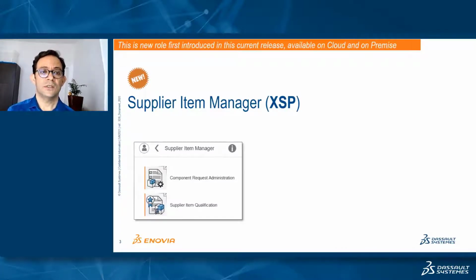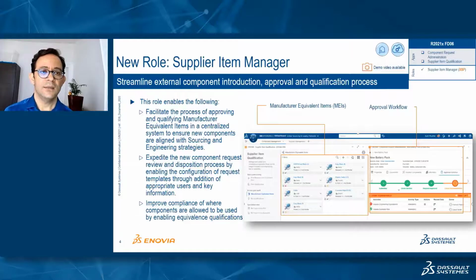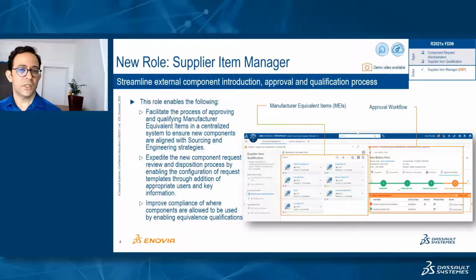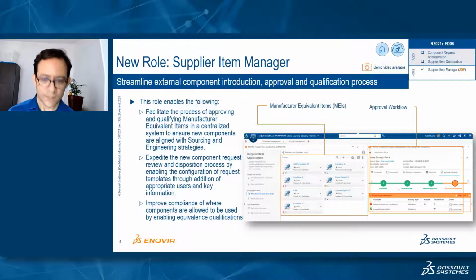Another role which is introduced in this release is the Supplier Item Manager, XSP. This role has two applications or two widgets, the Component Request Administration and the Supplier Item Qualification. By the way, these two roles are available both on cloud and on-premise. And the Supplier Item Manager has a target to streamline the external component introduction, approval, and qualification processes. Now let's see how these two roles would work together.